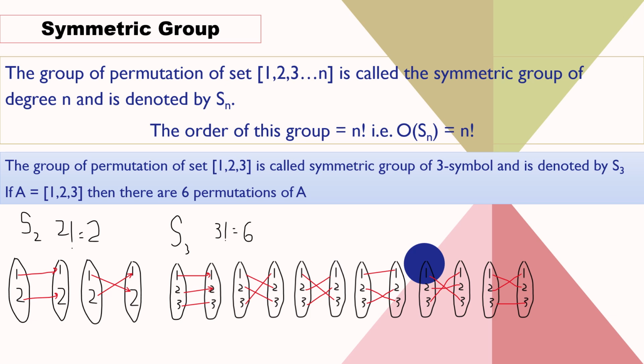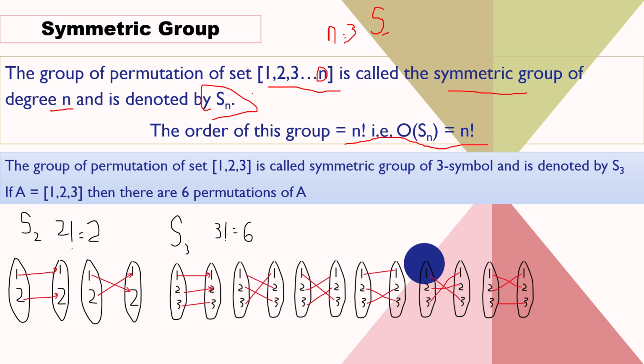So a group of permutations of the set {1, 2, 3, and so on till n} is called the symmetric group of degree n and is denoted by Sn. The order of this group is n factorial, that is O(Sn) is equal to n factorial. What do we mean by this? So when you have a symmetric group, till now we said it's SA. Let's suppose we say that either it's A or n. Okay, so that n, let's suppose we have n is equal to 3.